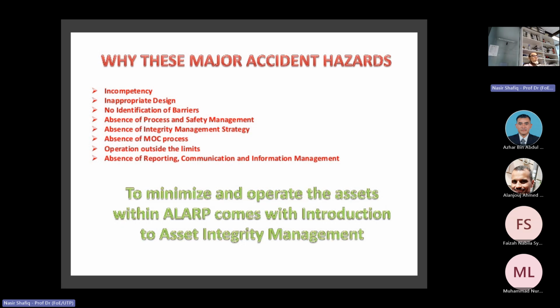Design approach is more important. Like no identification of barriers. Barriers are protection. For example, in a pipeline, even a new pipeline will be coated and painted. Those are the barriers against the corrosion hazard. Or for fire hazard, protection against fire, the plant is coated with fireproof coating, like intumescent coating and so on.